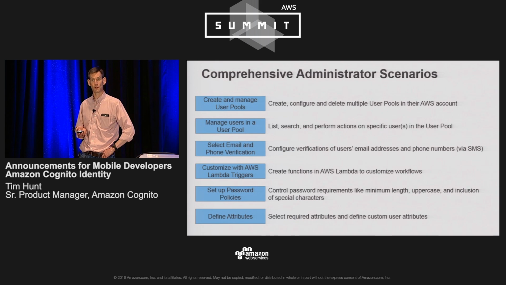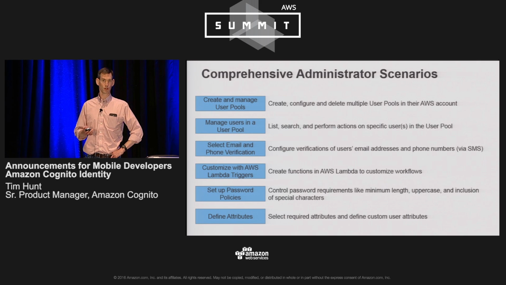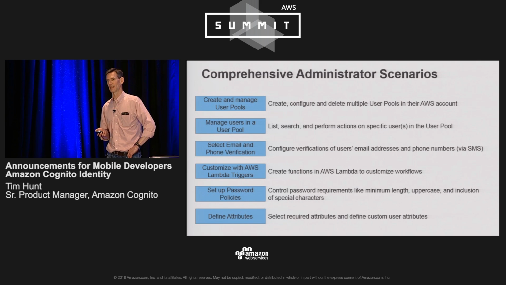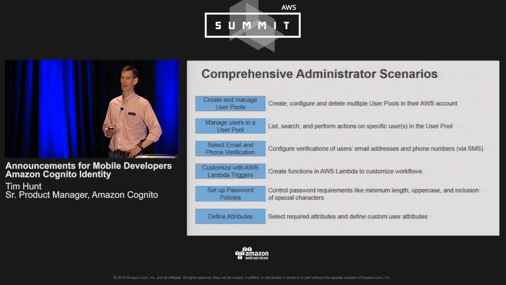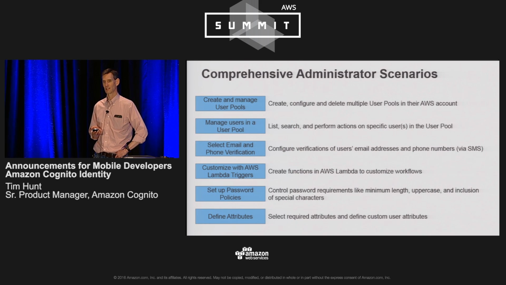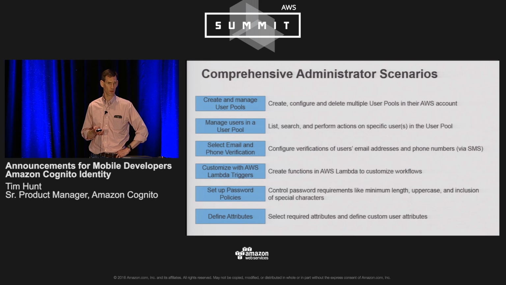Within a user pool, you have your users. You can list them. You can search them. You can perform actions like confirm them, enable them, delete them, so you can manage your users. You can configure choices. Some of those were mentioned from the user scenario. So these are settings like whether or not you want to verify email addresses or phone numbers. It also allows you to customize the messages that get sent along with those codes.